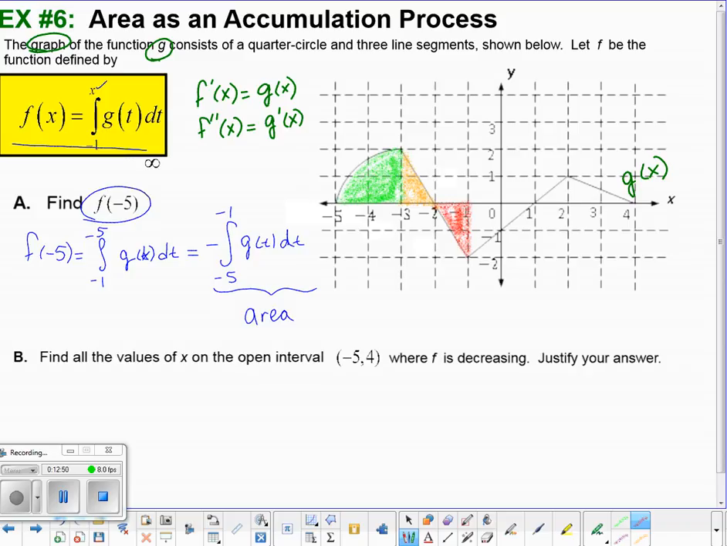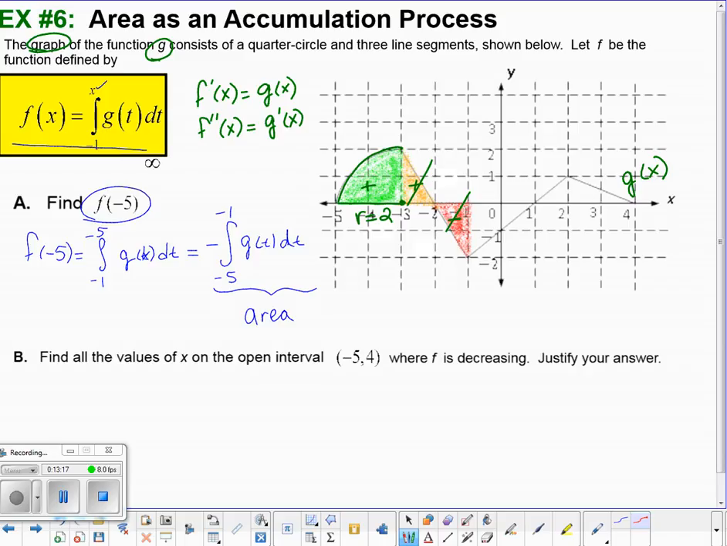So all we have to do is do a little calculation geometrically, and we've got it covered. I know that this is positive region, I know this is positive region, and I know that this is negative region. And I can clearly see that these two balance each other off and count as 0. So a quarter circle, here's the center of our circle, right? What is the radius? Well, the radius of our circle is going to be 2 units.